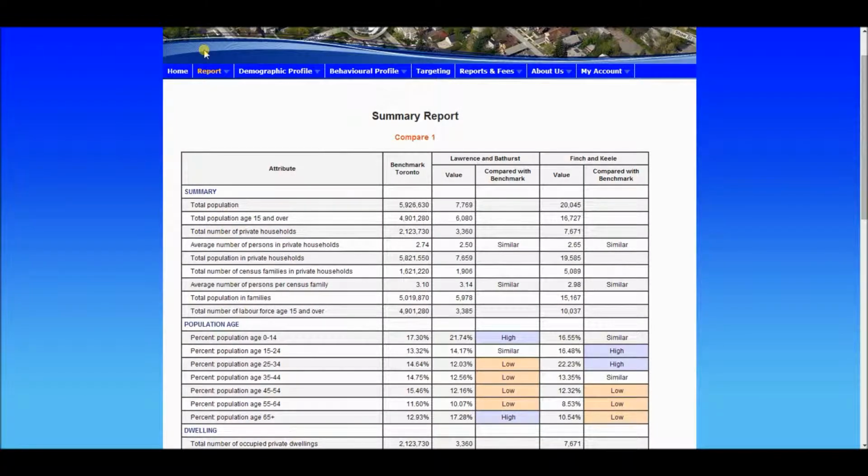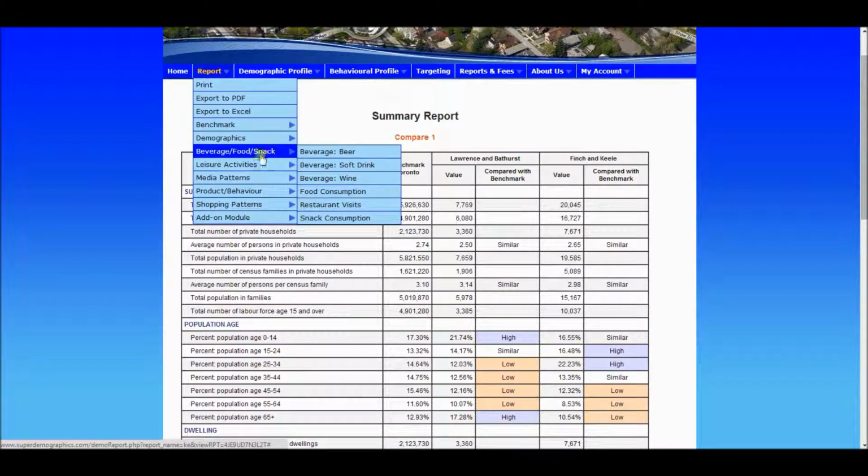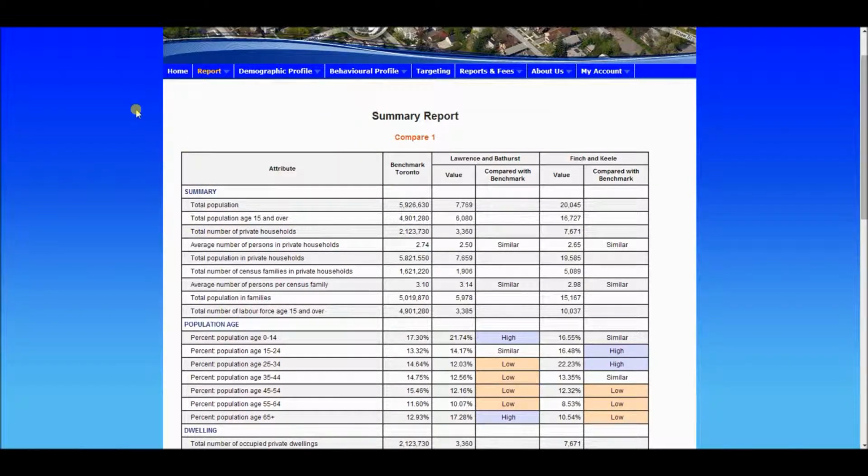A comparison report is similar, except it has an extra export to PDF and Excel function. However, the more important part of a comparison report is that it allows you to look at your trade area and compare it against a benchmark, basically allowing you to see if that particular area has a higher than average population or higher than average likelihood to engage in a certain behavior, etc.